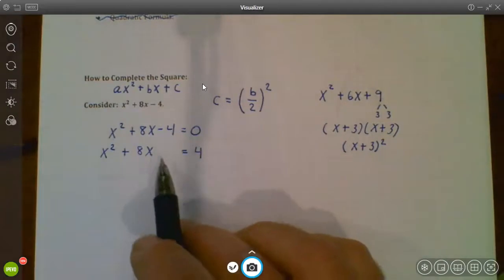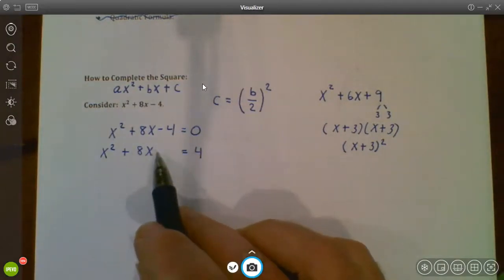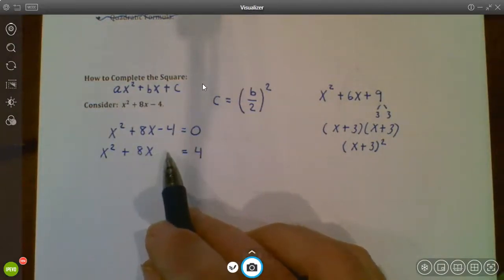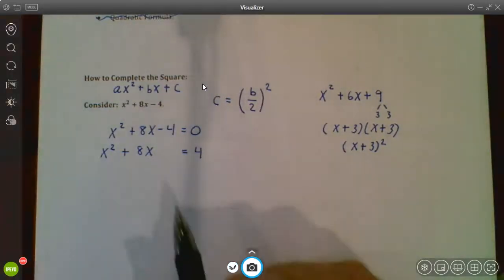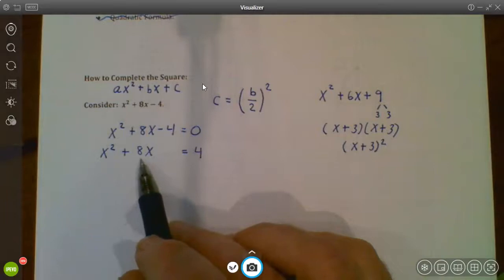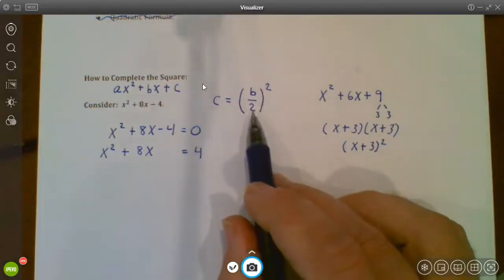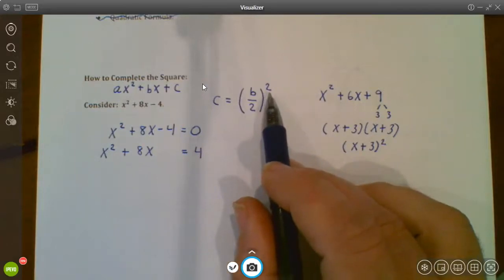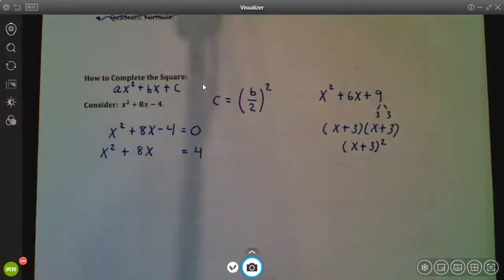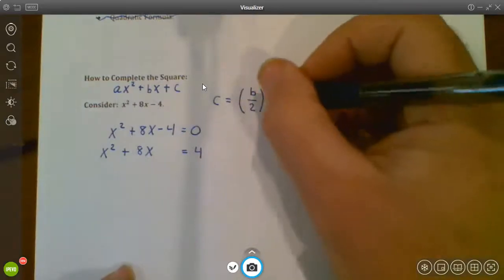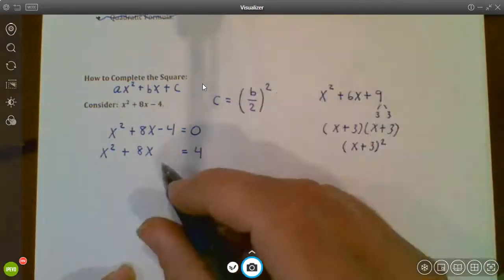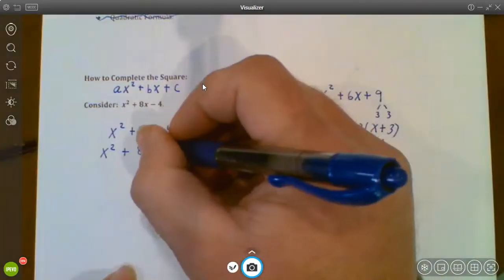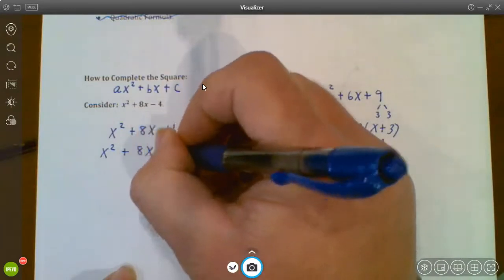So now let's complete the square. That's why we call this completing the square. We're going to now create a perfect square by putting the c value here that actually needs to be there. So again, you're taking your b value, which is 8, divide it by 2, which would be 4, and then square that number, and now I get 16. So for this problem, my c value needs to be 16. So I'm going to put a positive 16 right there.